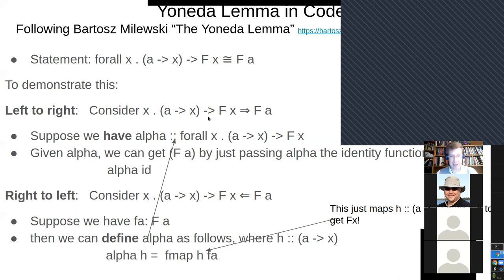So I just give it alpha of ID, where ID is mapping A to A. And so if I have this magic box, this black box that could take in any stinking function for any X and give me an F of X, I just give it a function A to A and it'll give me an F of A and I'm done. Okay. So going this way, it's also like a one-to-one mapping. Now, what I haven't shown here and what I'm not going to show is that these are inverses of one another, that if you compose one with the other, it's the identity. But it turns out that it is true.